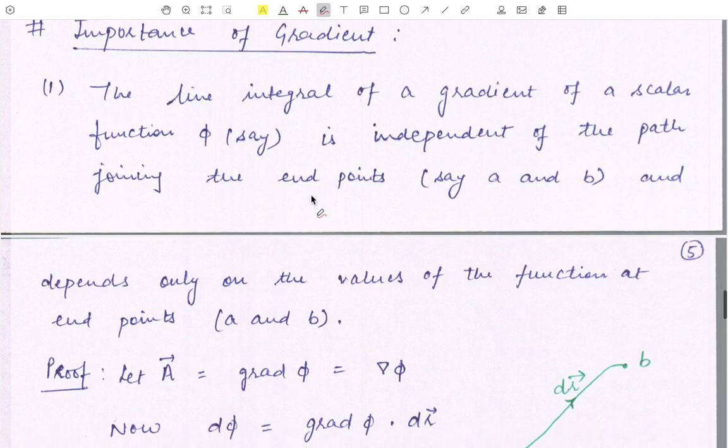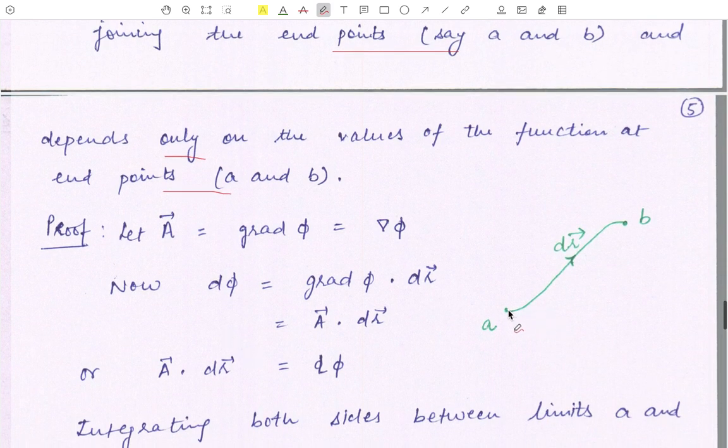The first importance is that the line integral of a gradient of a scalar function, say phi, is independent of the path joining the endpoints, say A and B, and depends only on the values of the function at the endpoints. Say we have to move from this point A to this point B, and therefore this is a displacement vector direction.